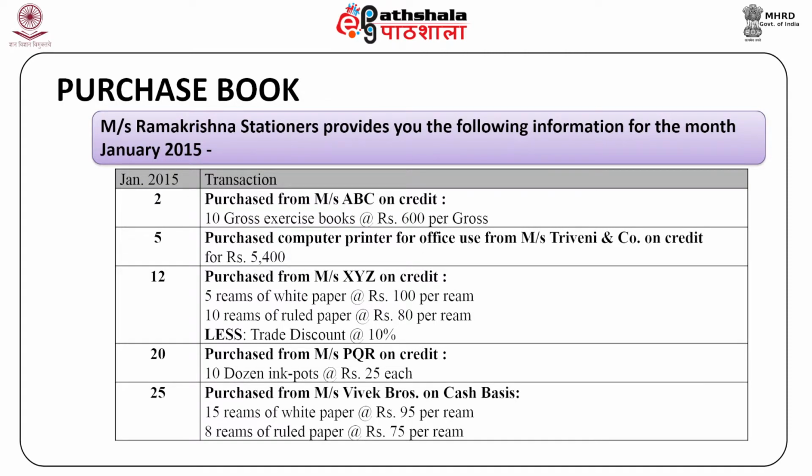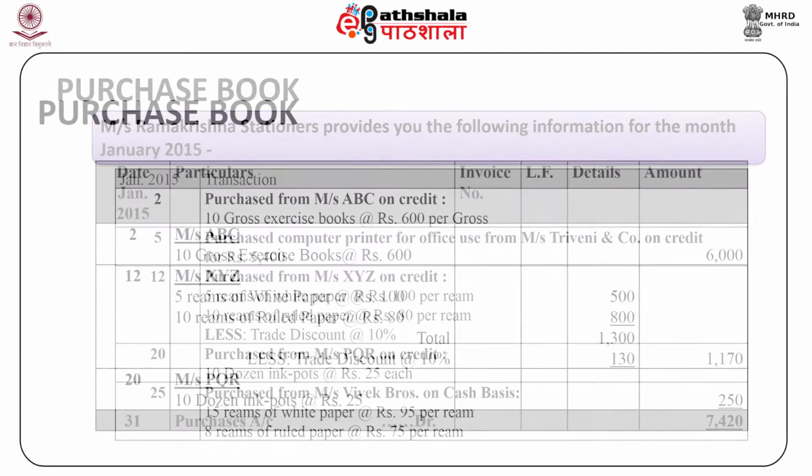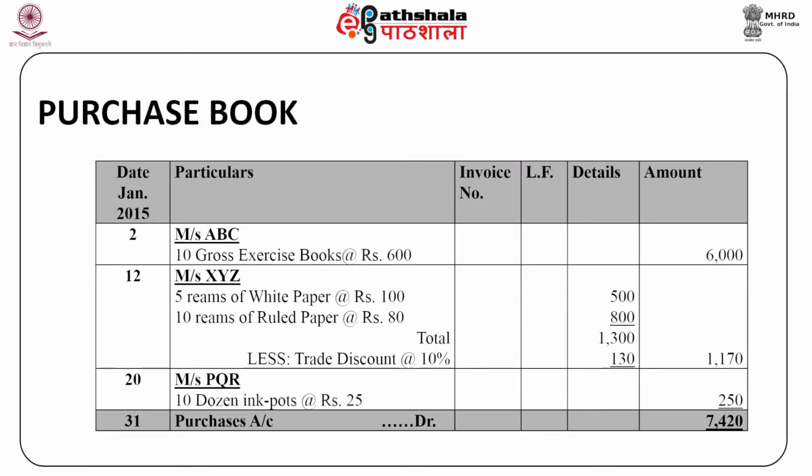Now we can look at another example. Messrs. Ramakrishna Stationers provides you this information for the month of January 2015. Then there is prepare purchases books of Messrs. Ramakrishna Stationers.